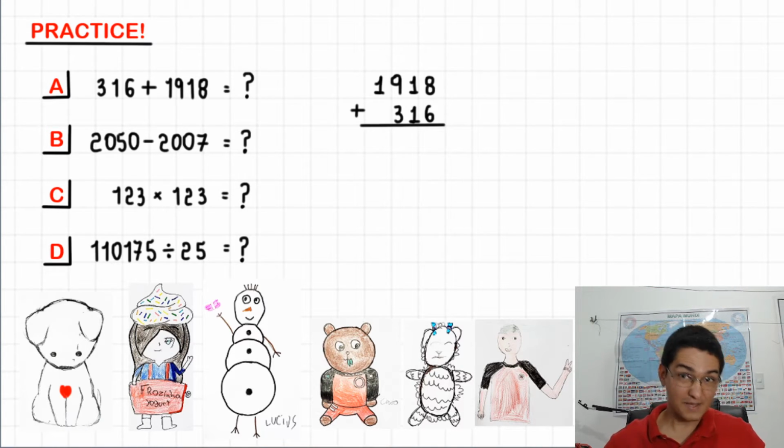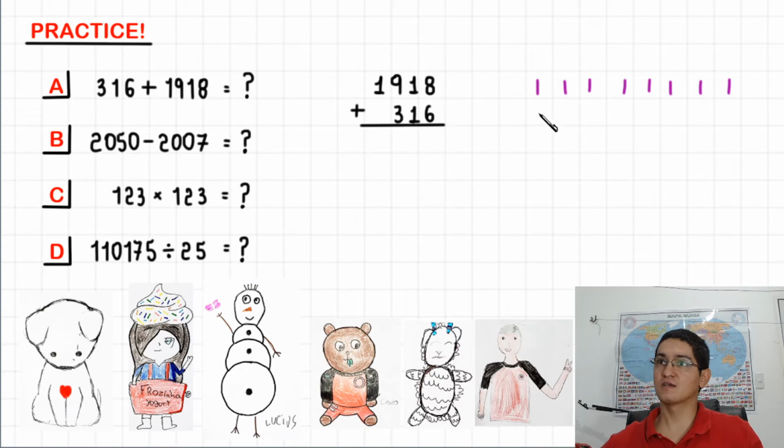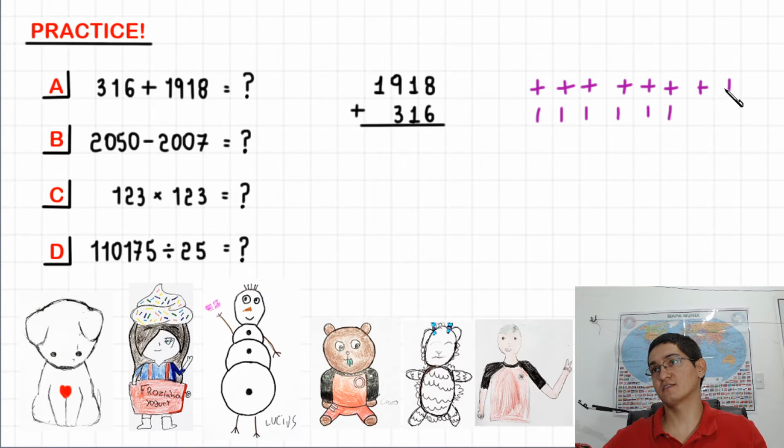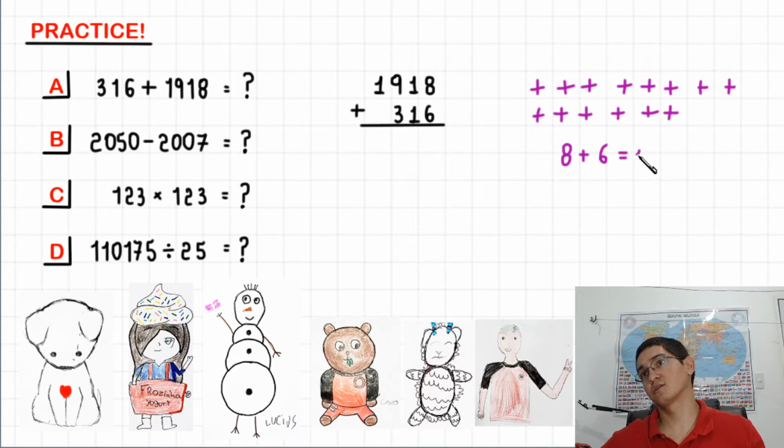Let's get back to what we were doing. We were about to add here in the ones place. We have 8, 1, 2, 3, 4, 5, 6, 7, 8, and we have 6, 1, 2, 3, 4, 5, 6. So we can count them all. 1, 2, 3, 4, 5, 6, 7, 8, 9, 10, 11, 12, 13, 14. We can say now that 8 plus 6 equals 14.